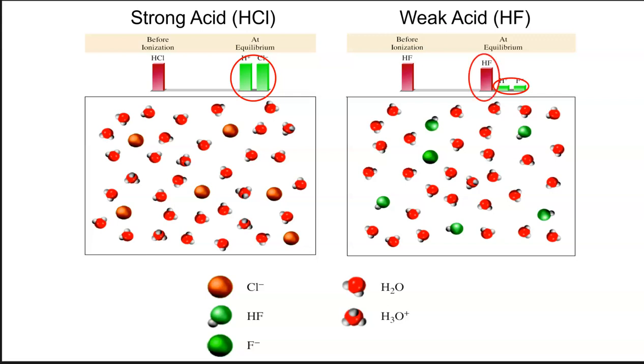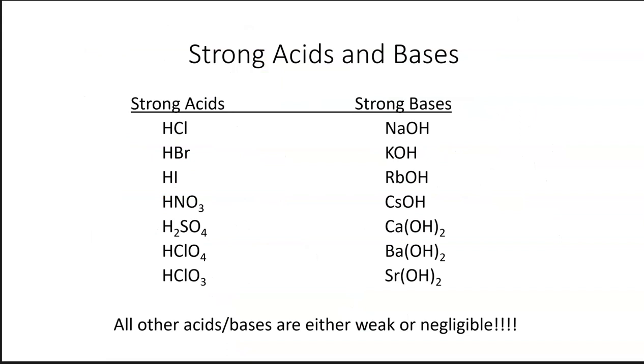So what are the strong acids and bases? There are millions of weak acids and bases, but there's only a small number of strong acids or bases. The 7 strong acids are hydrochloric acid, hydrobromic acid, hydroiodic acid, nitric acid, sulfuric acid, perchloric acid, and chloric acid. That's it. Those are the only 7 strong ones.